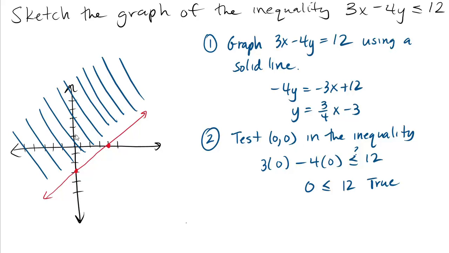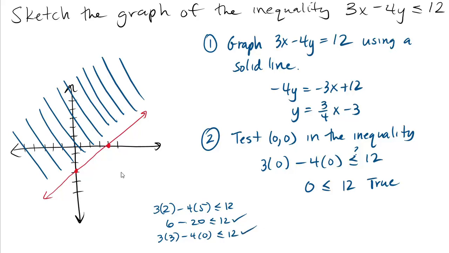Let me test another point in the shaded region just to show you that it works. Like I see (2, 5) in that region. So if I plug 2 in for x and 5 in for y, well, yeah, that's going to be true. That's a negative number. 6 minus 20 is definitely less than or equal to positive 12. What about, it looks like (3, 0) is in there. Let's see, 3 times 3 minus 4 times 0. Yeah, that's only 9. That's less than 12.